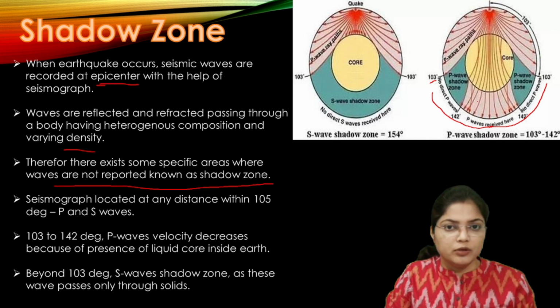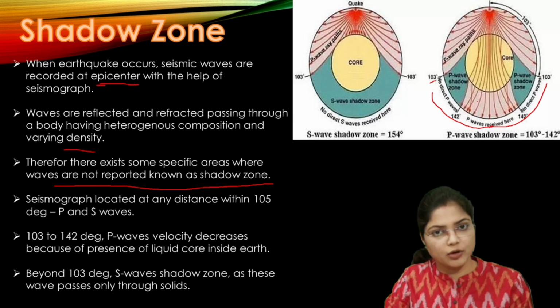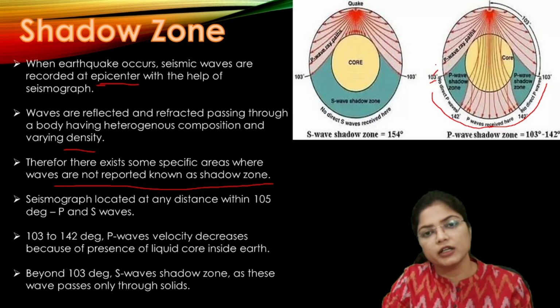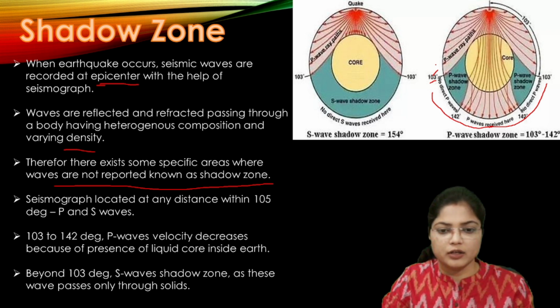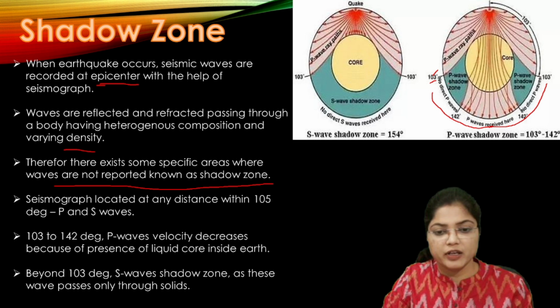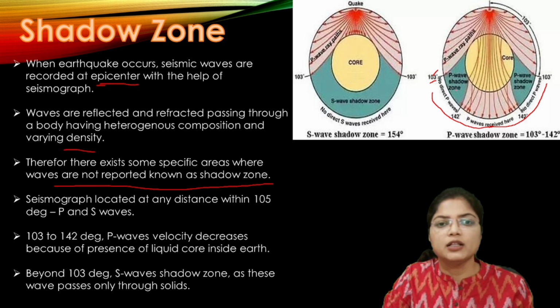So as we know, S waves travel only in solid medium. So solid medium is present up till here only, up till 103 degree or 105 degree, whatever you want to say. And beyond that there is no solid material. That's why there are no S waves over here. That's why it's the shadow zone for the S waves. And for the P wave, this 103 degree to 142 degree is the P wave shadow zone area. Here the velocity of the P waves decreases very much.